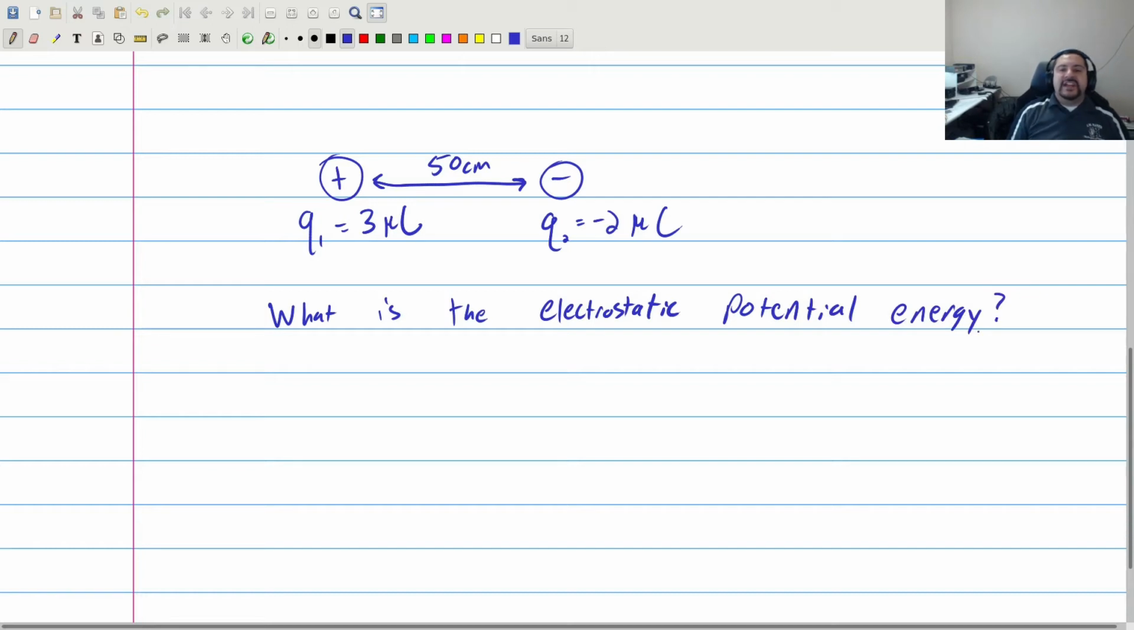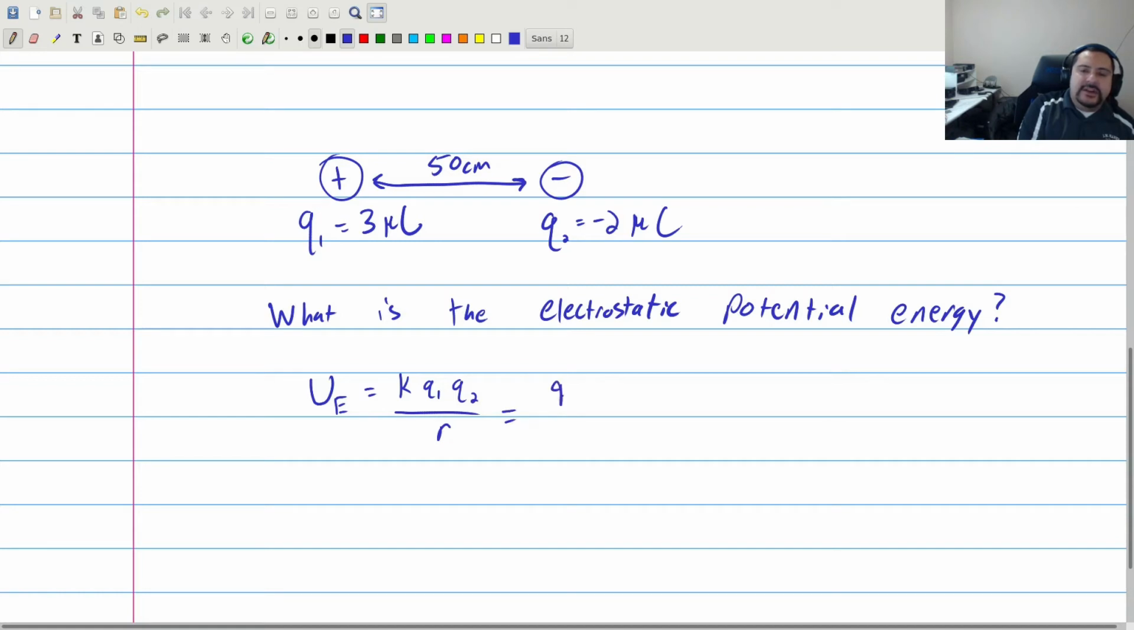How much electrostatic potential energy do these things have in this configuration? Well, it's a pretty simple process. We're going to use U sub E is equal to K Q1 Q2 over R.